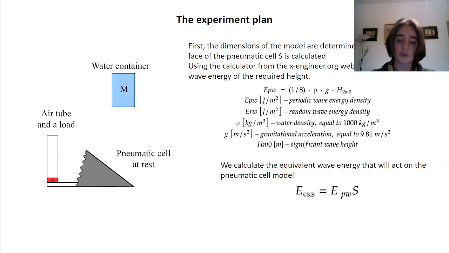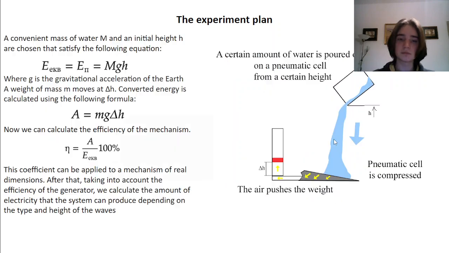So, we have to determine the efficiency of our mechanism. For that, we conduct an experiment using a model of the pneumatic cell, an air tube with a load, and a water container. First, we calculate the dimensions of the model, then measure the area of the upper face of the pneumatic cell. Using the calculator, we calculate the wave energy of the required height. Then we calculate the equivalent wave energy that will act on the pneumatic cell model. And then a convenient mass of water m and an initial height h are chosen that satisfy the following equation.